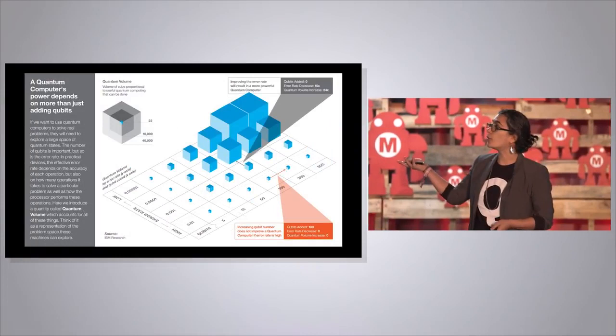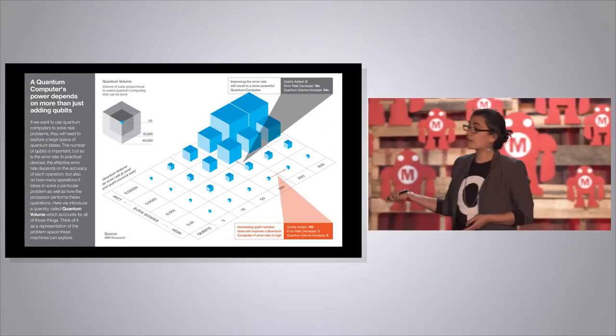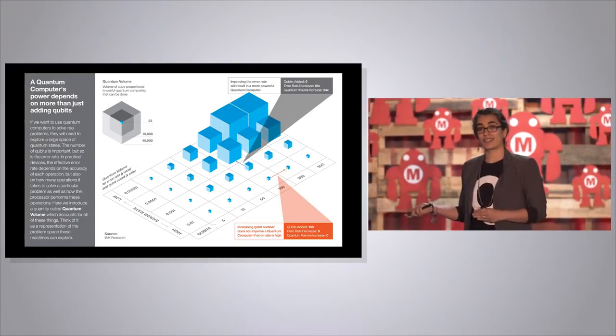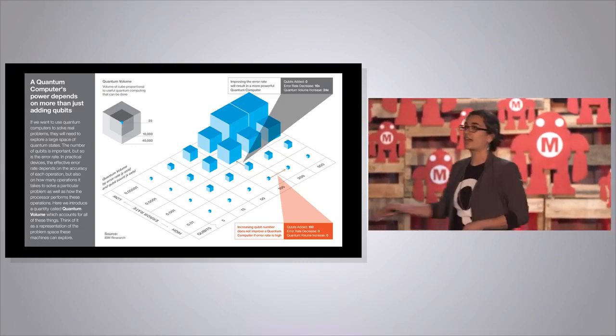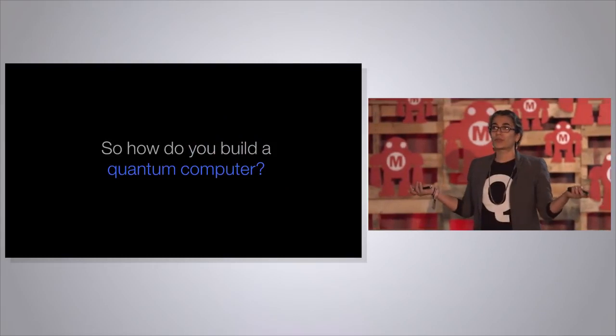So we're promoting a new metric called quantum volume, where we're saying, okay, if you increase the number of qubits, you can get to higher computational power, but not if you have really high error rates. So we have to move towards both lower error rates and higher qubit count. So how do you actually build a quantum computer?